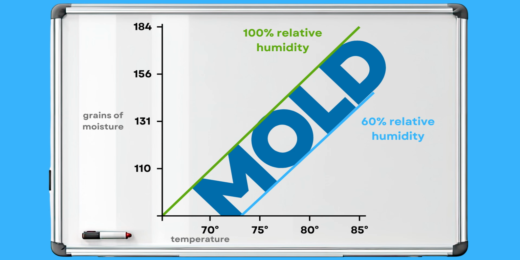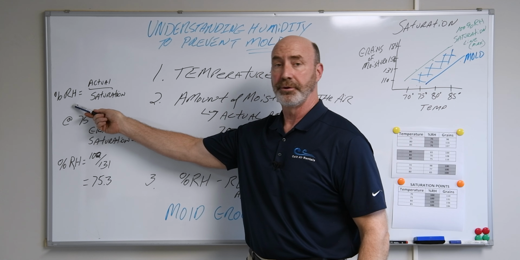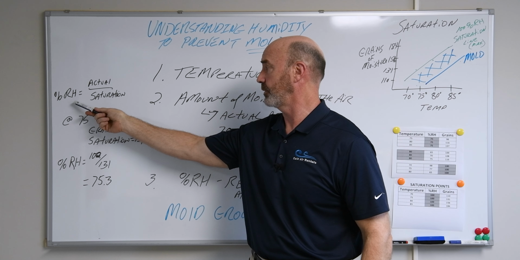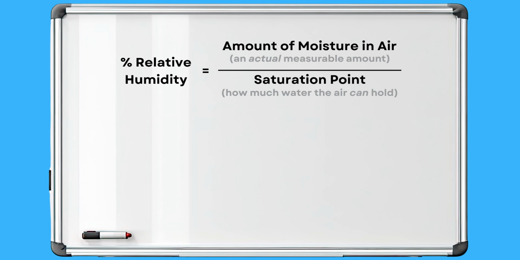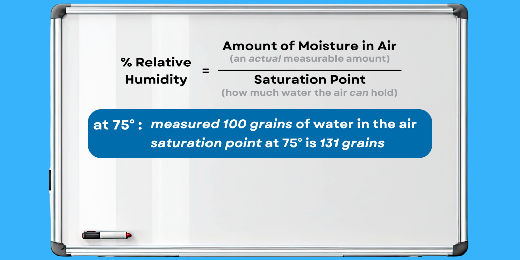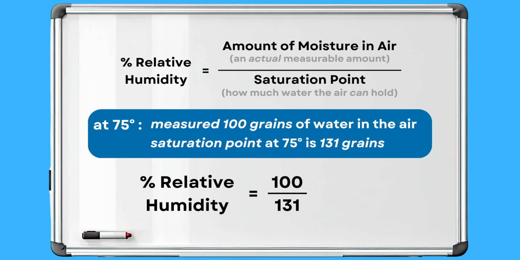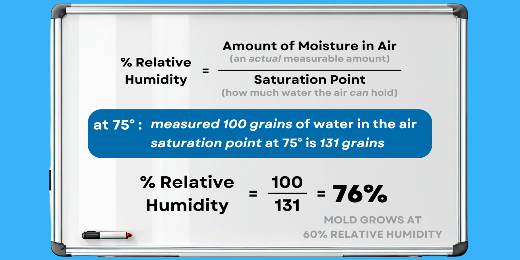To take one more look at this, the way you calculate relative humidity is, at any given temperature, you look at the actual amount of water that's in the air divided by the saturation point. So in this example, we're saying at 75 degrees Fahrenheit, we measured 100 grains of water in the air, and we know the saturation point is 131. So you divide 100 by 131, and it gives us 75.3% relative humidity. We would round that up to 76% relative humidity, and we would have mold growth.